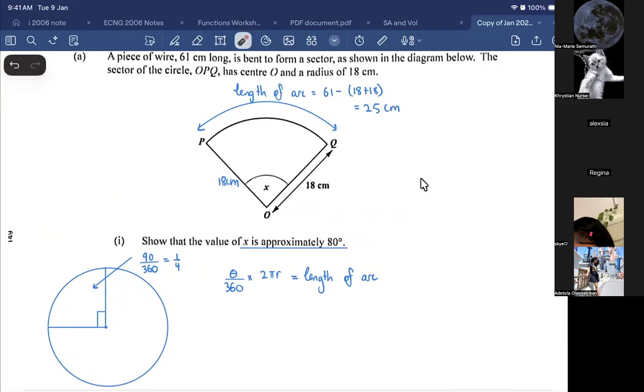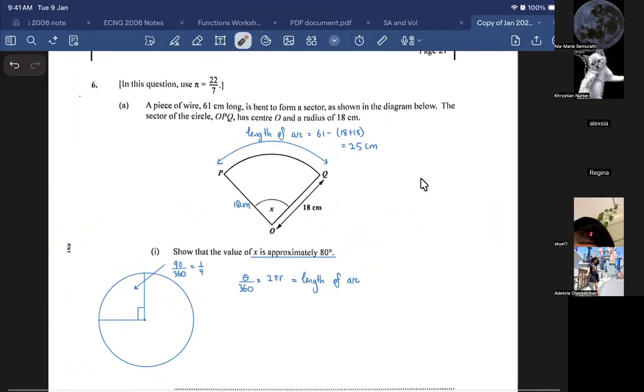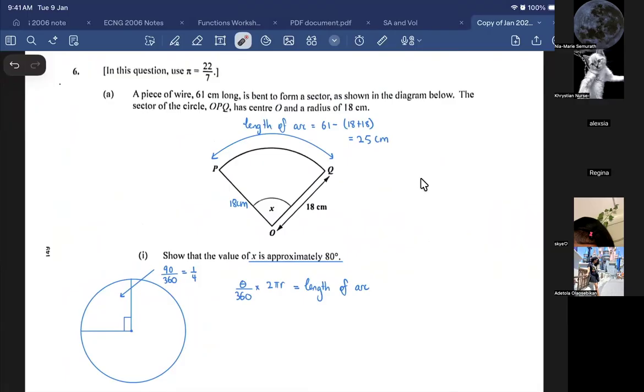Right, so here is what I want you to do for me. Do we know what the radius is? Yeah. Do we know what the length of the arc is? Yeah. Do we know what pi is? Yeah. What is the only unknown in that equation? The theta. So find theta. I'm going to leave you all to do that while my Apple Pencil charges.